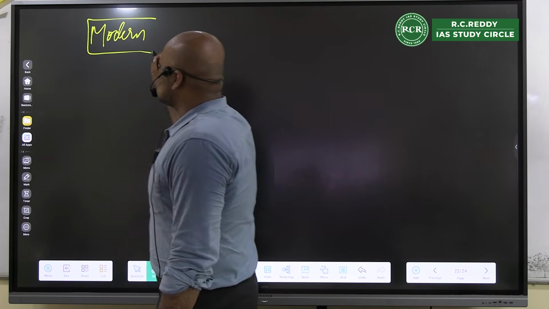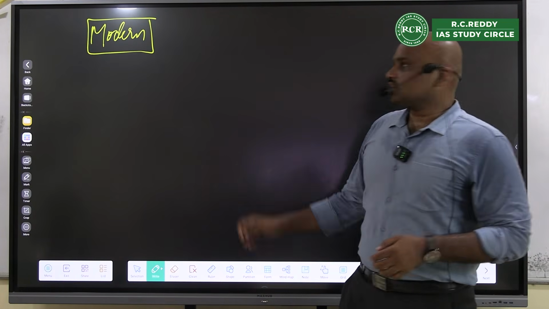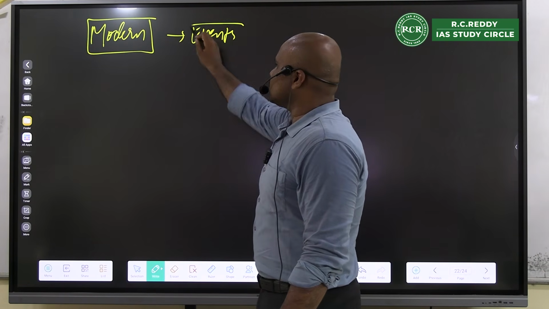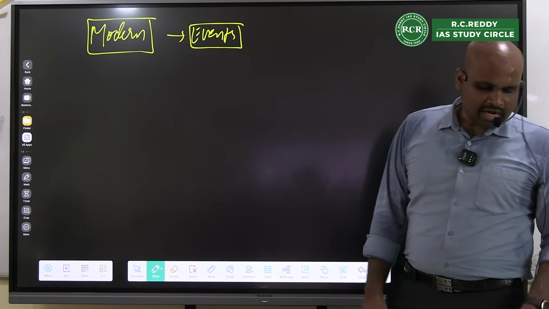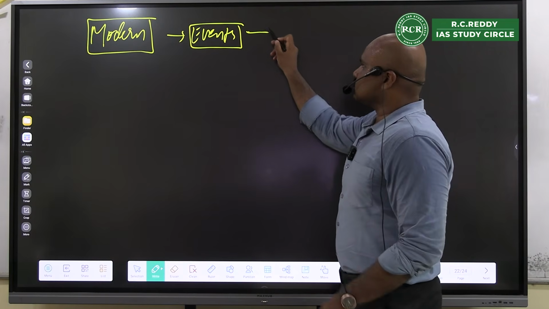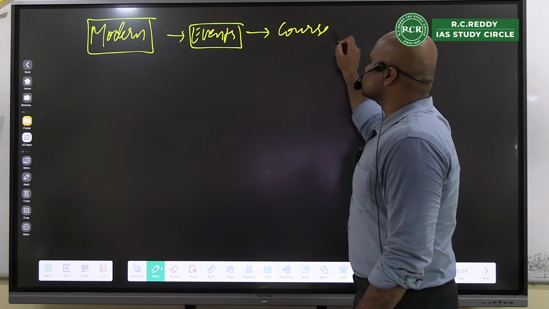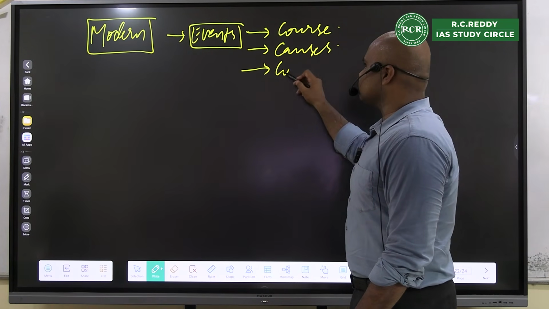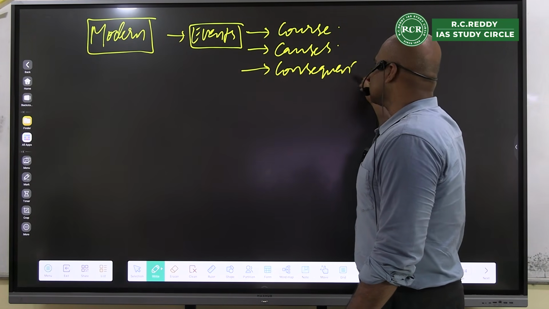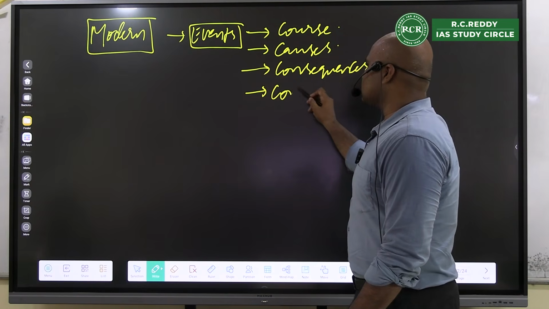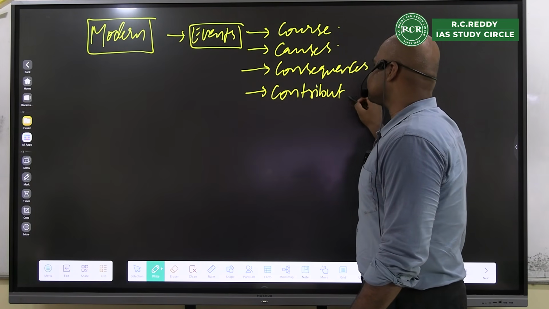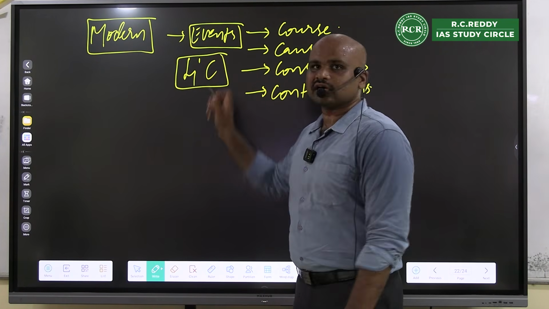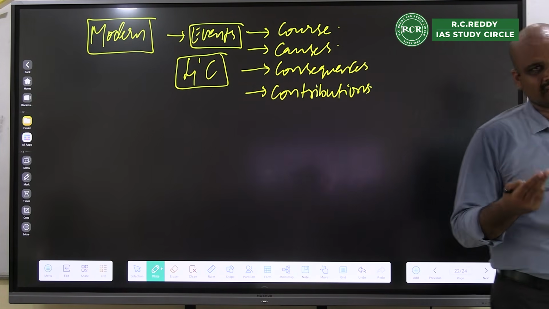Now, when we look at modern, please be very clear. My whole modern history is dependent upon various events. And any event will have a course of events, some causes, some consequences, and more importantly, some contributions. I keep telling, for modern, it is always the 4C approach which we have to follow when we are writing an answer.